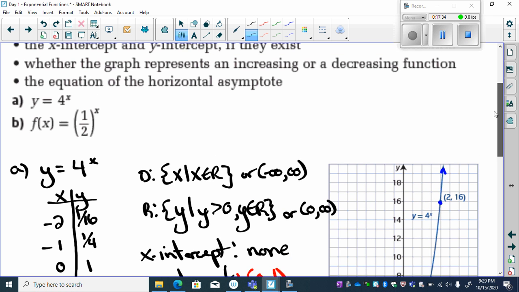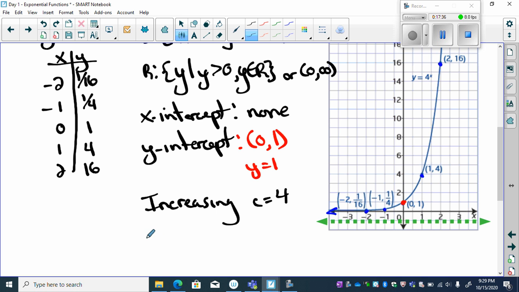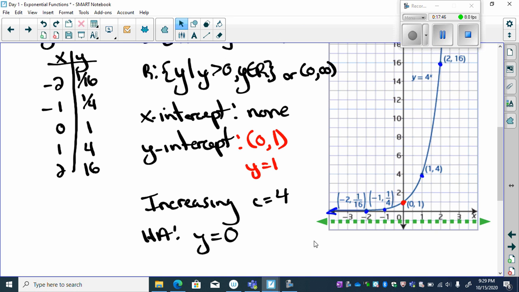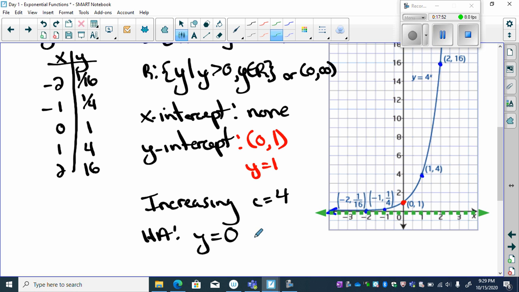And finally, where's the equation of the horizontal asymptote? The horizontal asymptote is at y equals 0. That is this x-axis, this green line right here. Let me slide that up. That dashed green line has an equation of y equals 0.